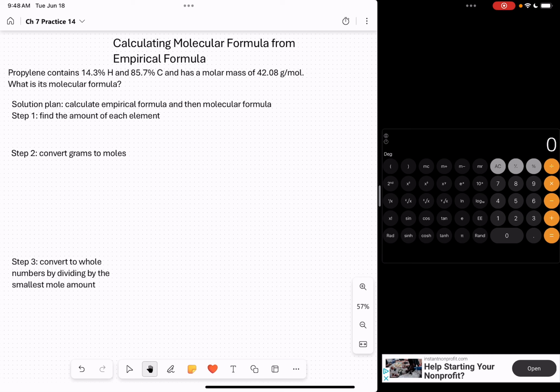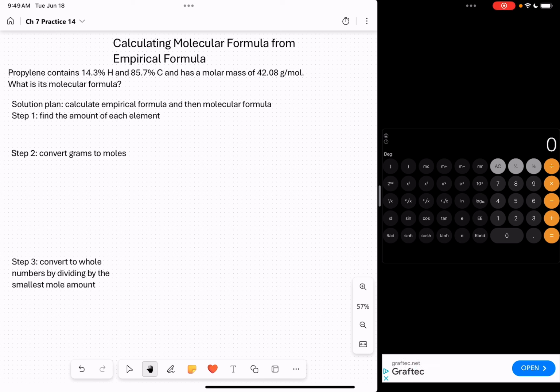Let's do a practice problem where we calculate molecular formula from empirical formula. Propylene contains 14.3% hydrogen and 85.7% carbon and has a molar mass of 42.08 grams per mole. What is its molecular formula? The first thing we have to do in this problem is calculate the empirical formula, and then from that we can get the molecular formula using the molar mass of the compound.